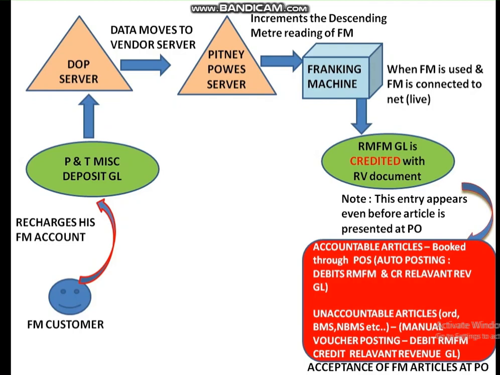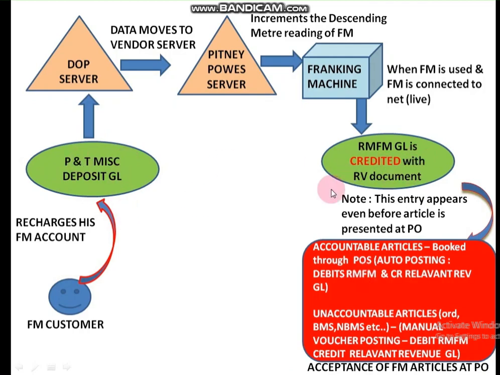When you book an article in point of sale, what will happen? The RMFM GL will be debited and the relevant GL will be credited. Suppose you are booking a speed post article, the RMFM GL will be debited and the speed post GL will be credited. But for unaccountable articles, we have to make a voucher posting. What voucher posting we have to make, we will see later. That is, we have to debit RMFM and credit postage realized in cash for ordinary articles. That we will see in detail. Okay, so this is the workflow.